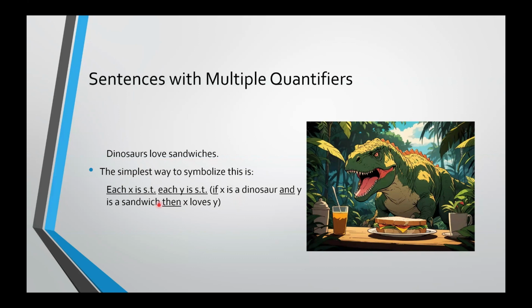Here's the paraphrase. Each X is such that each Y is such that, so we've got two quantifiers here in the front. If X is a dinosaur and Y is a sandwich, then X loves Y. And so this is what it looks like. Two quantifiers in front of this conditional. The condition specifies that X is a dinosaur, Y is a sandwich. And remember, you've got to have separate variables here because you're talking about two different things. And then X loves Y. And that's dinosaurs love sandwiches. And this sort of thing, where you're setting up two categories and then expressing something about the relationship between the two, is a very common sort of sentence.